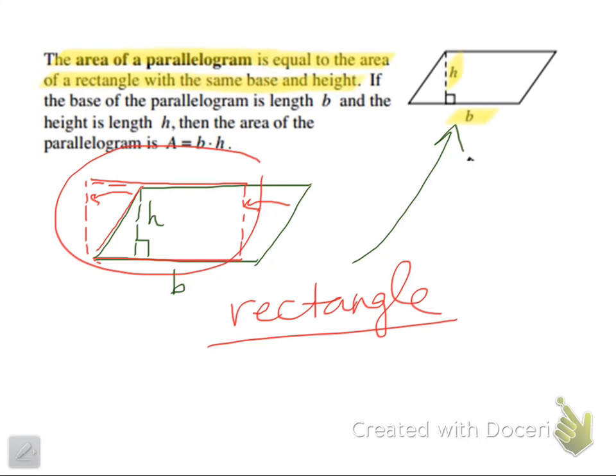And like the last picture, we know that if this is a rectangle, then this side is equal to this side, and this side is equal to this side. Therefore, we can do area equals base times height.